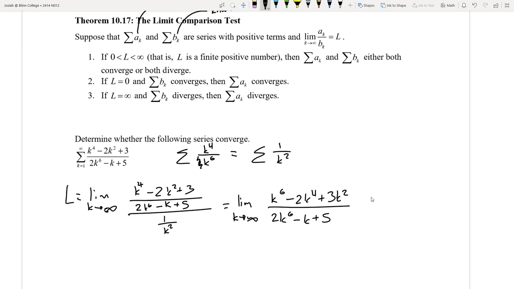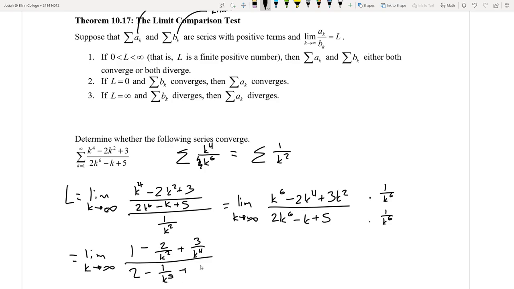So we'll go ahead and multiply the top and the bottom by 1 over k to the 6th. When we do that, we get the limit as k tends to infinity of 1 minus 2 over k squared plus 3 over k to the 4th, over 2 minus 1 over k to the 5th plus 5 over k to the 6th. 0, 0, 0, 0. We get 1/2.